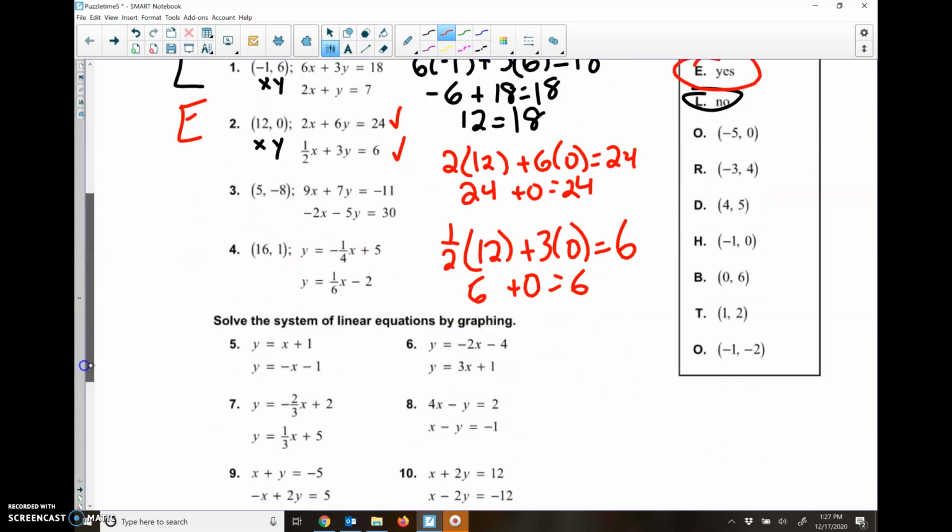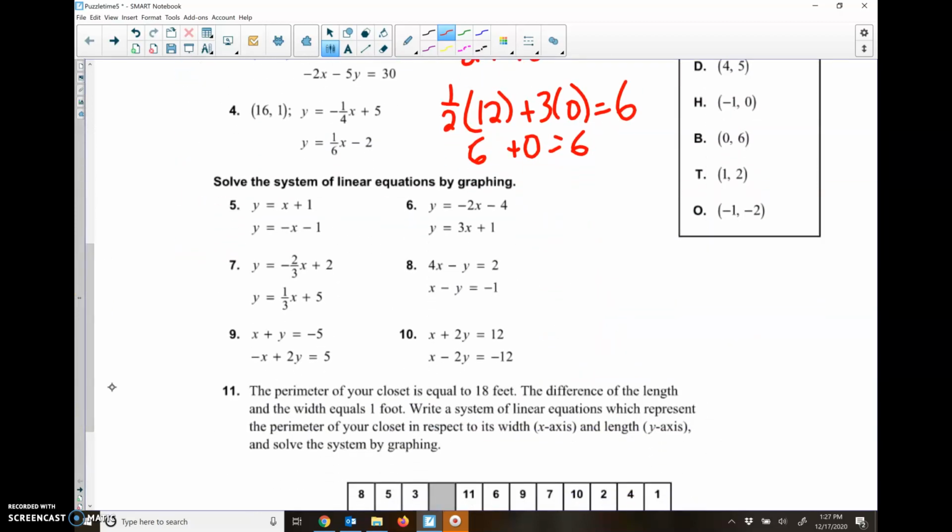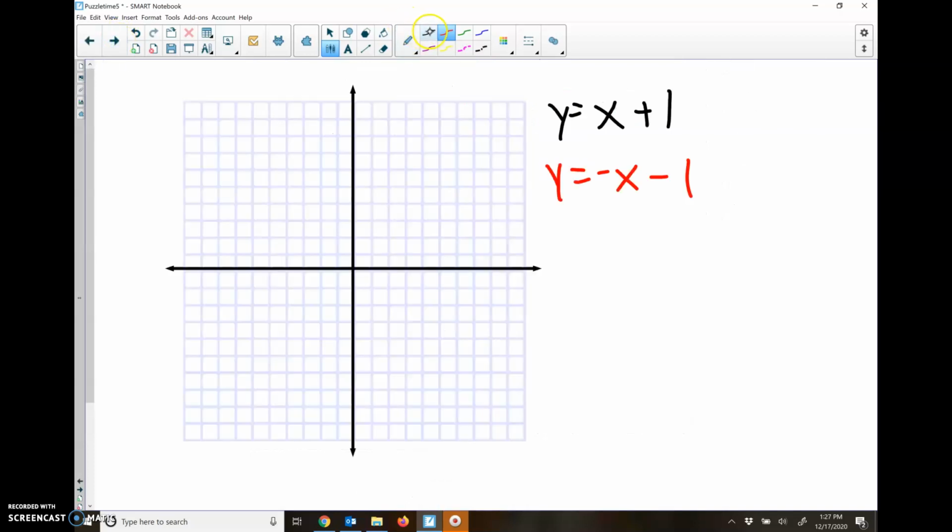All right, and then for problems 5, 6, 7, 8, 9, 10, we're graphing. So again, we're only going to look at 5, 6, 7 because those are the ones in y equals. 8, 9, 10 get kind of messy because they're not in y equals. And since I need to graph here, I have another page loaded up. So number 5 was y equals x plus 1 and y equals -x minus 1.